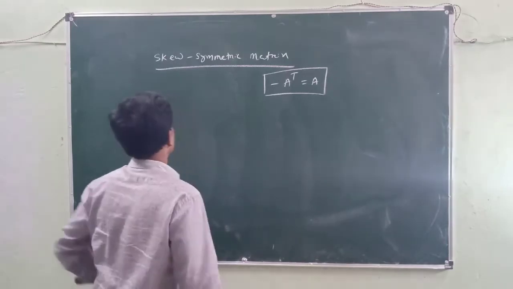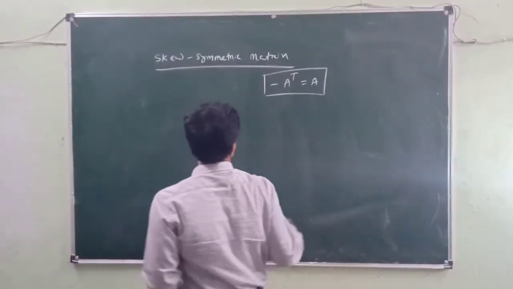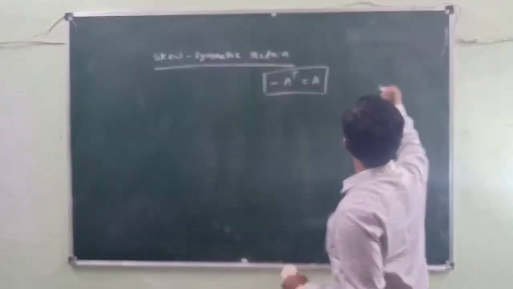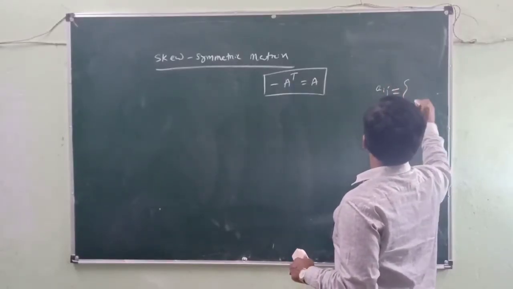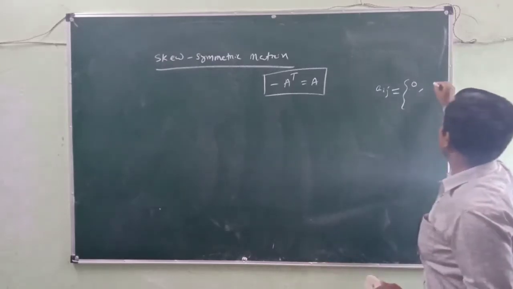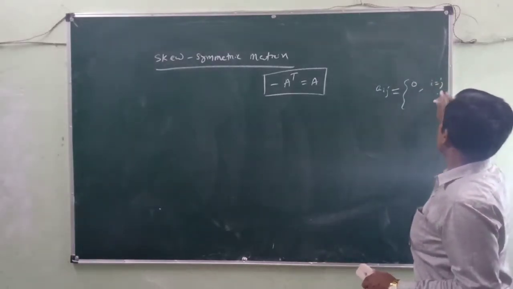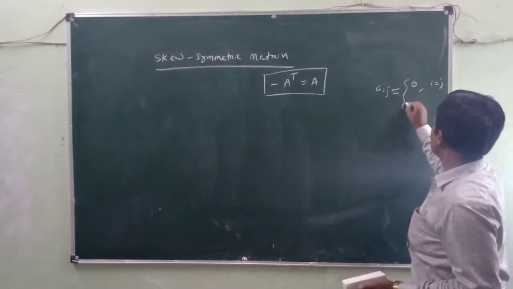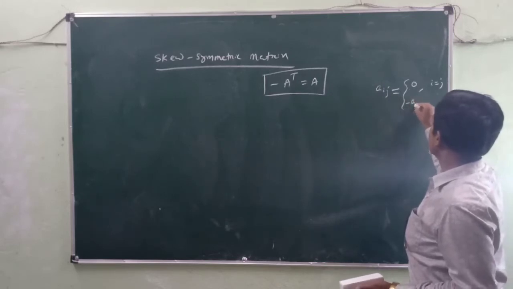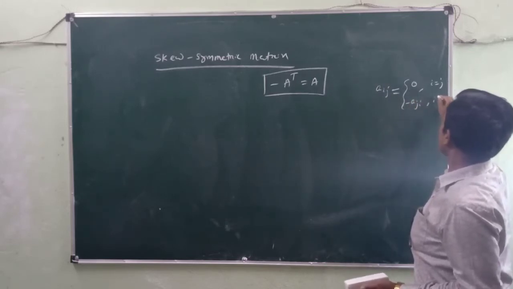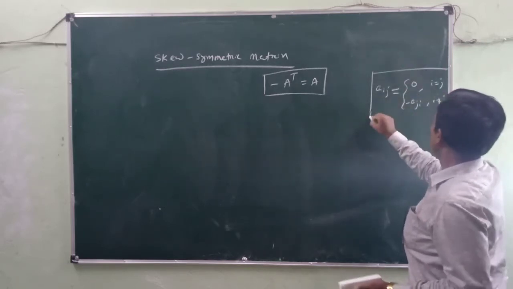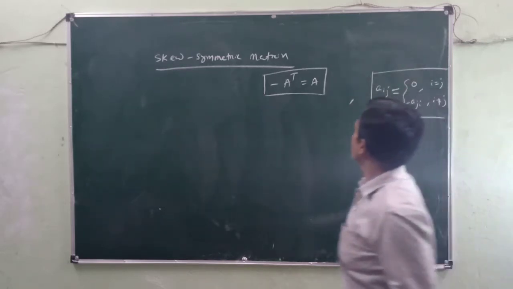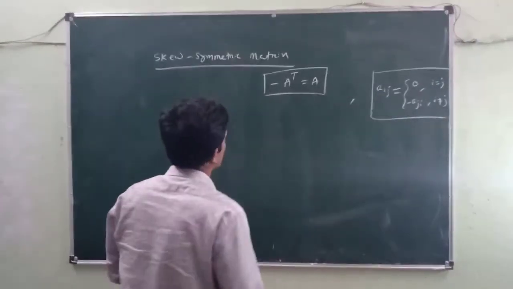Note that in this case each element a_ij will be 0 when i equals j, and minus a_ji when i not equal to j. You apply this rule, and it gives you the example of a skew symmetric matrix.